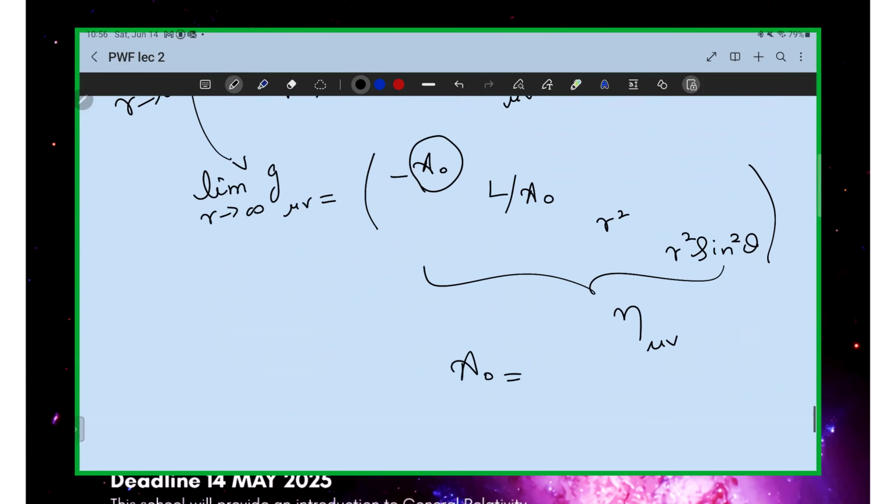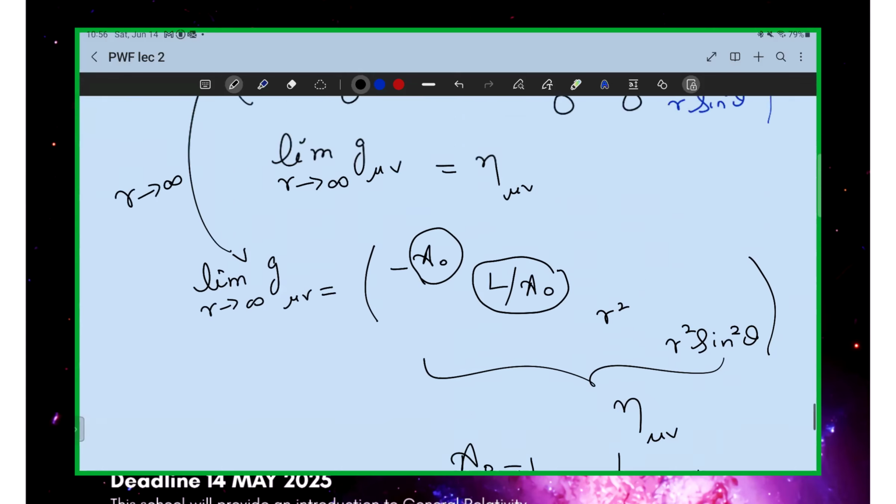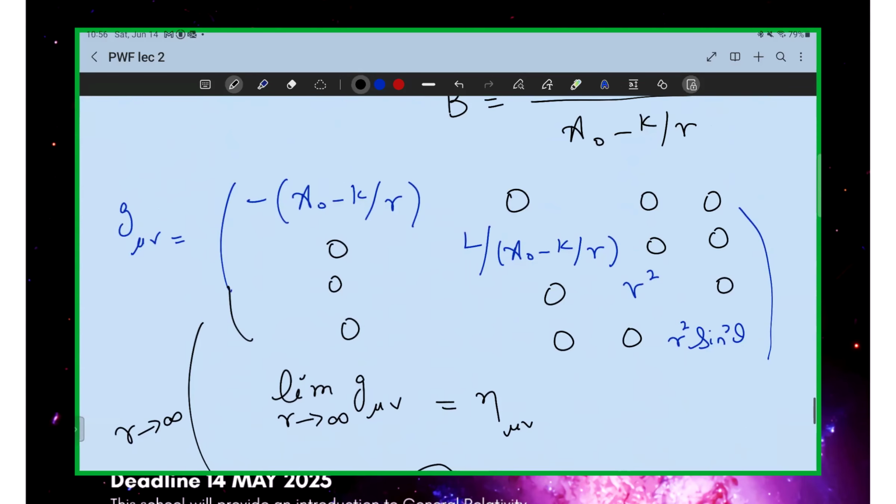So A naught should be 1. But this should also be 1 because it's eta mu nu. So L over A naught should also be 1. But A naught is 1, which means that L is also 1. Okay. So now we have determined the two numbers, A naught and L. If you put those numbers here, you can see that A naught is 1 and L is 1. So this is the metric tensor that you have got until now.